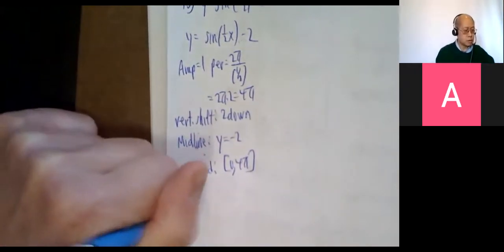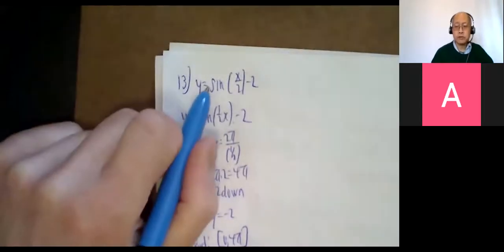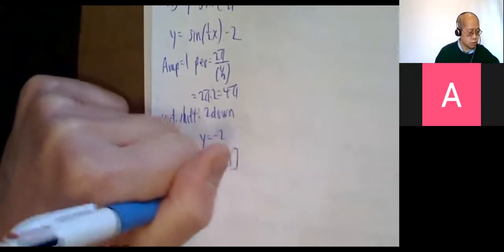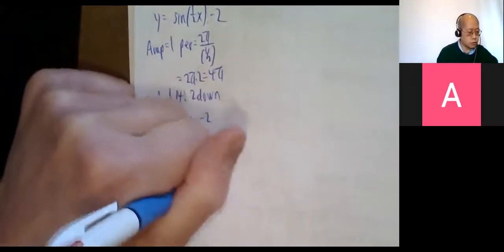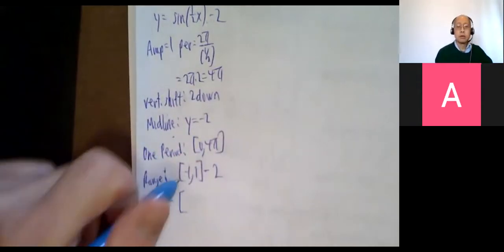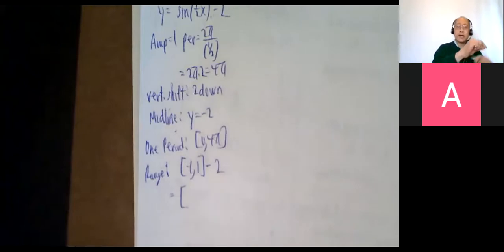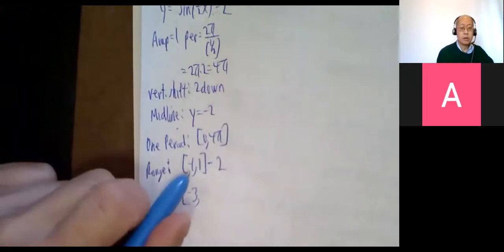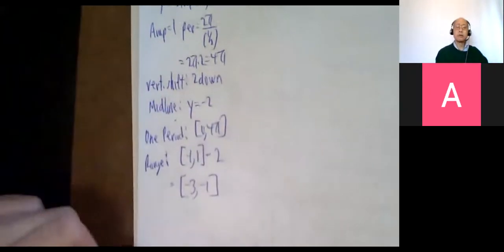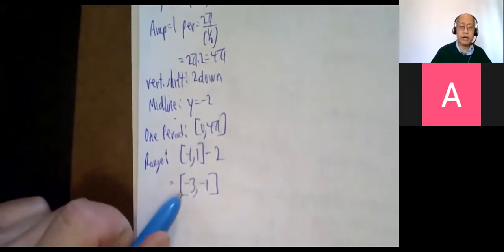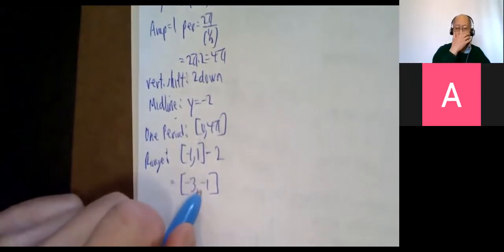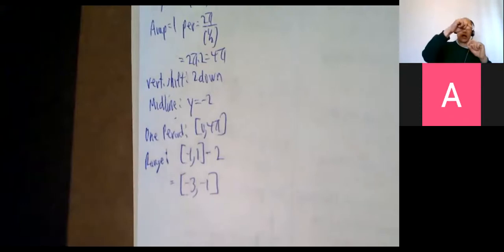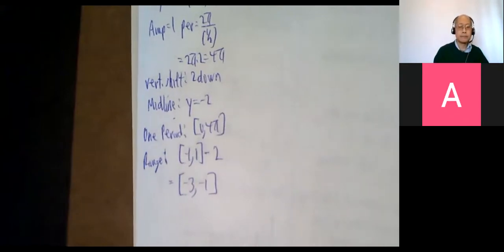How about the range? The coefficient is 1, so I just take the regular -1, 1. But I subtract 2. It used to be from -1 to 1. Move that all down 2. So -1 minus 2 is -3, and 1 minus 2 is -1. So my new graph is going to go between y equals -3 and y equals -1, with y equals -2 my midline. And isn't -2 exactly halfway between -3 and -1?